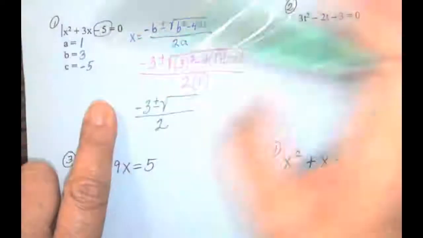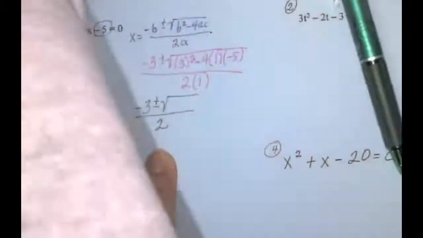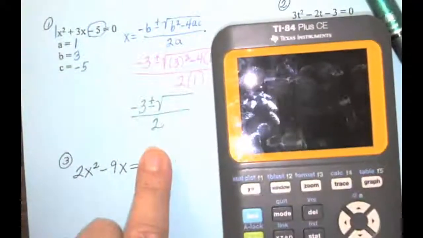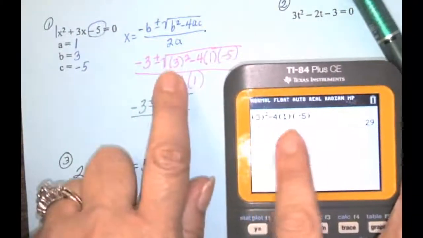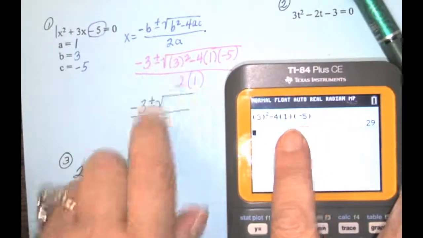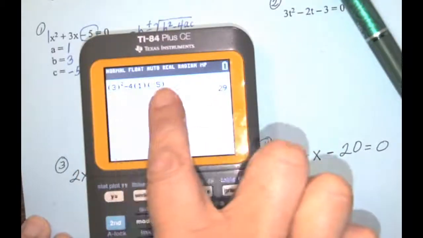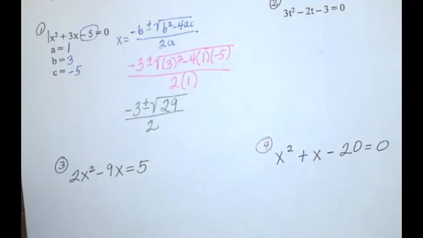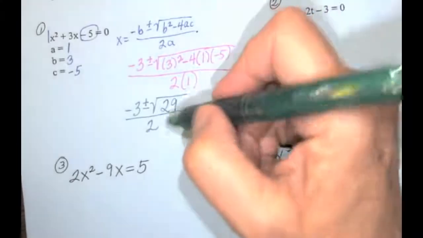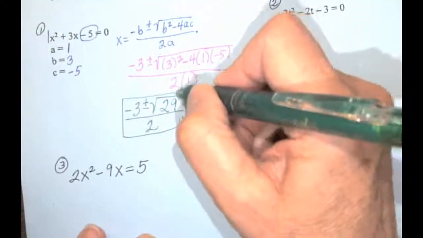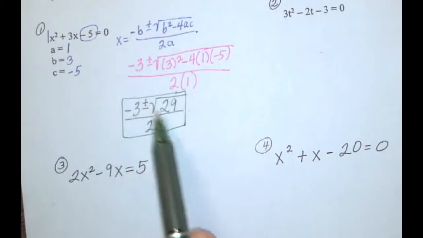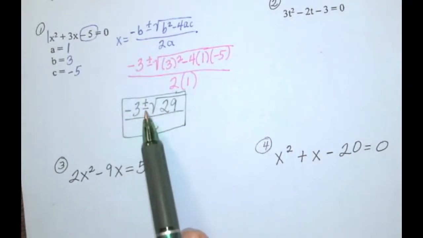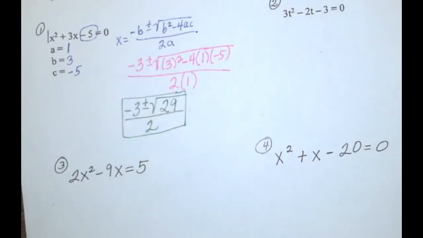Let's say that you're not good at doing the math in your head. You can put it in your calculator, but please only put the part under the radical. Do not put this radical in your calculator. Just put the part under the radical, hit enter, you get 29. 29 is not a perfect square, and it's a prime number, so this can't be simplified. Here's your answer. You have 2 roots, negative 3 plus square root of 29 over 2, and negative 3 minus square root of 29 over 2. But instead of writing it out twice, we just put our plus minus symbol.